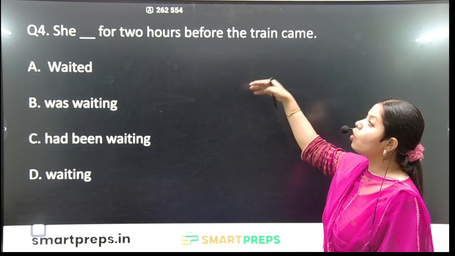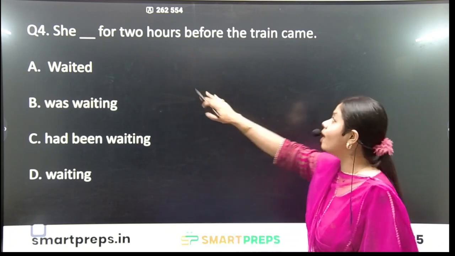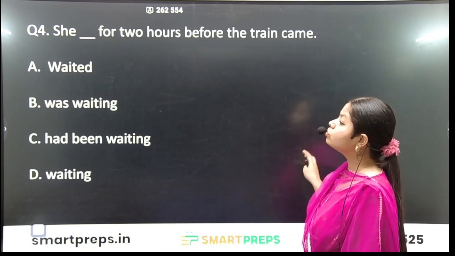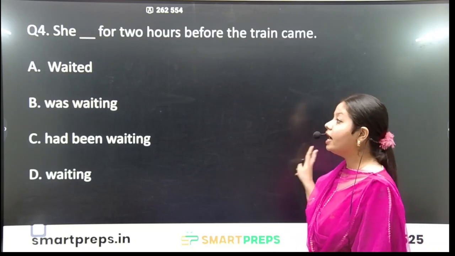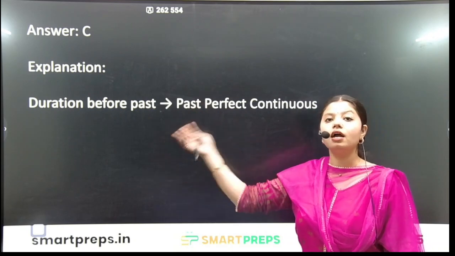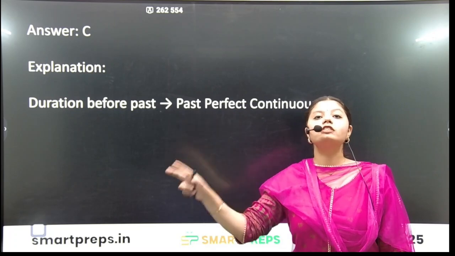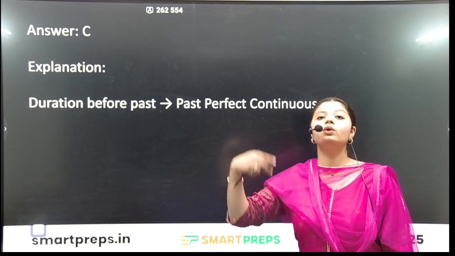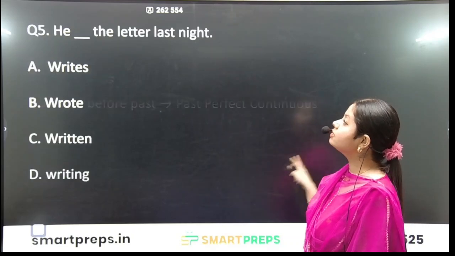Next is she had been waiting for 2 hours before the train came. For 2 hours, the duration is mentioned. She had been waiting for 2 hours before the train came. It means she was doing that action for a specific time. Her action was ongoing, continuing. Duration before past. Past perfect continuous.